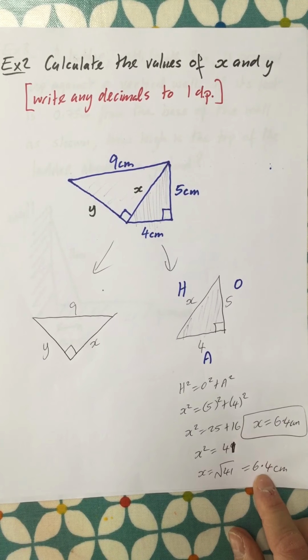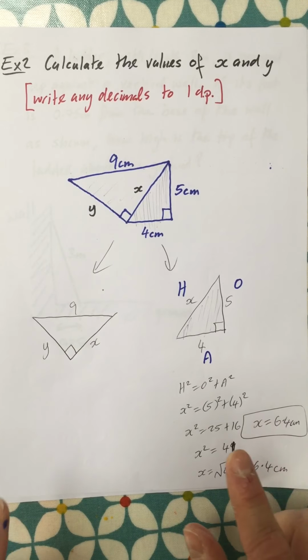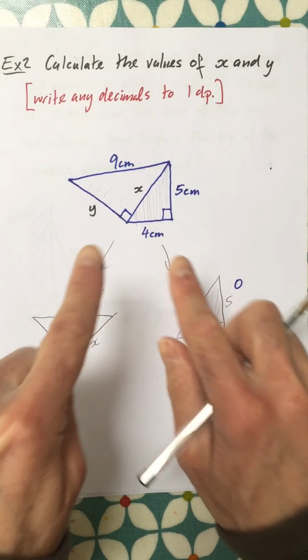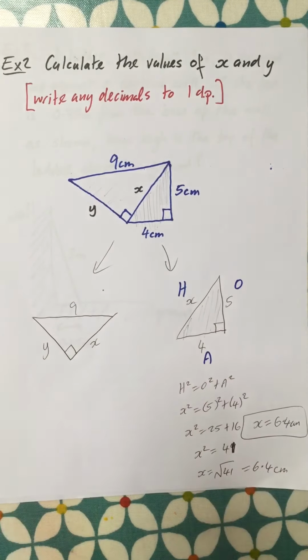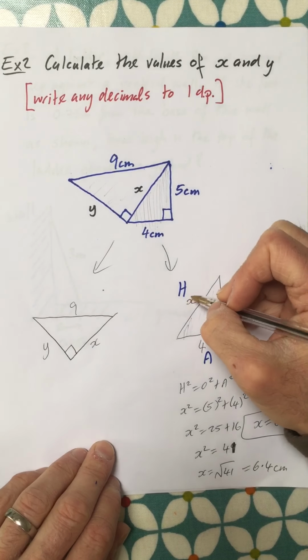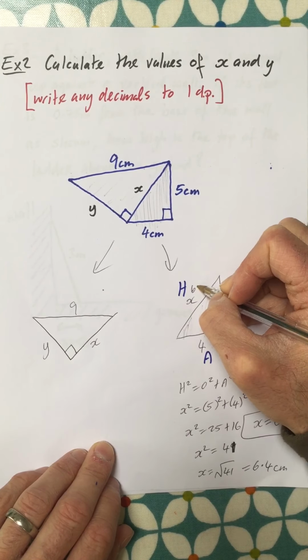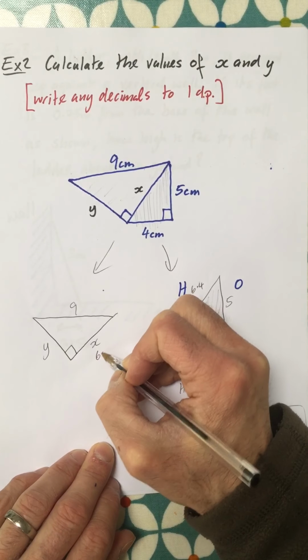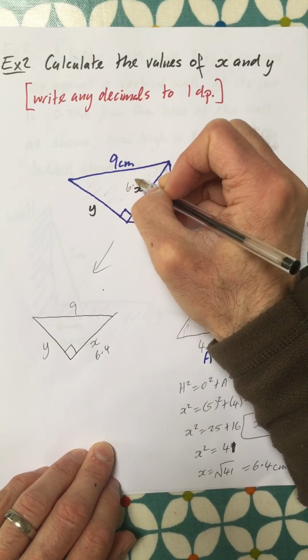Now, whenever you have new information, we know what x is now. What I want you to get into the habit of doing is updating your pictures, refreshing all your pictures and marking in the new information. So what I mean by that is, in this picture, I'm going to put 6.4. On this one, I'm going to put 6.4. And in the main one, I'll put 6.4.